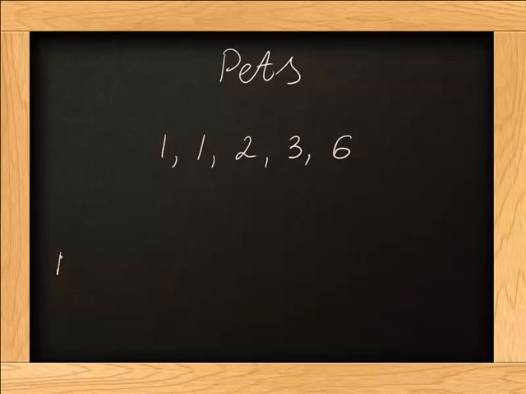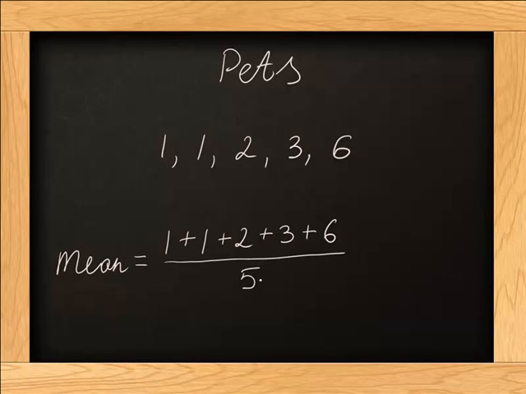In this data set, the mean number of pets is the sum of all values, 1 plus 1 plus 2 plus 3 plus 6, which equals 13, divided by the number of values, which is 5. So the mean number of pets is 2.6. By looking at our data set, we can conclude that this is a pretty representative number. If you say that on average your friends have 2.6 pets, it will be a reasonable estimate.